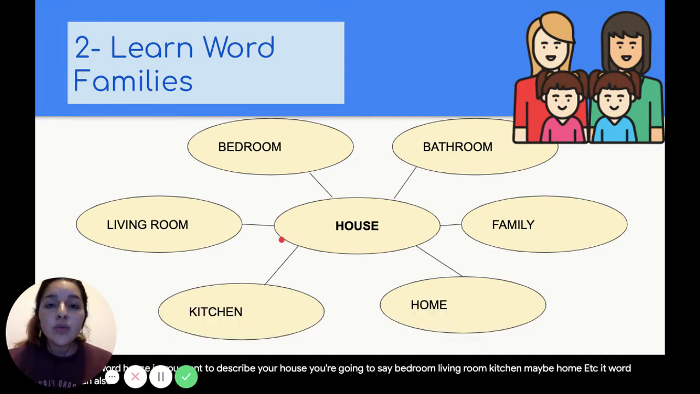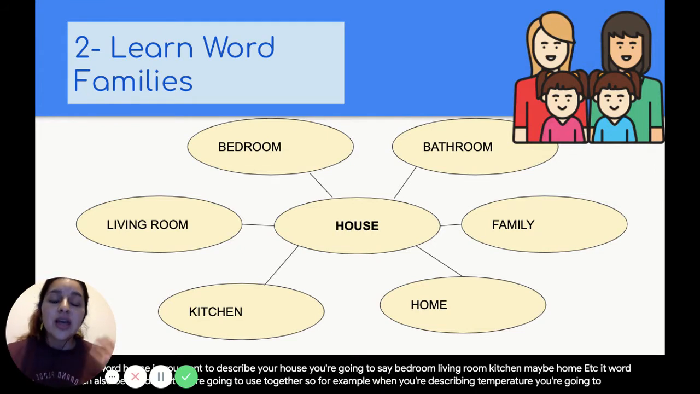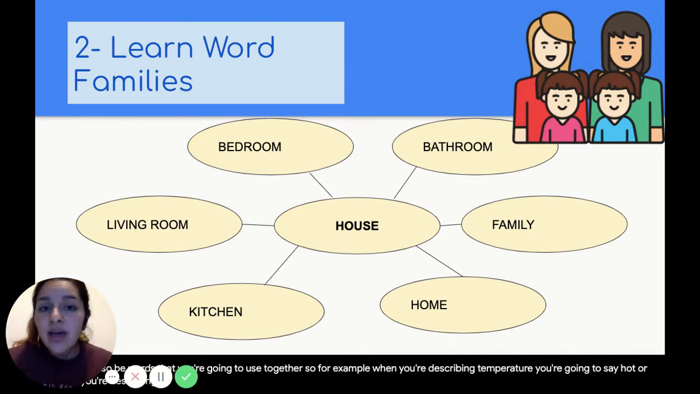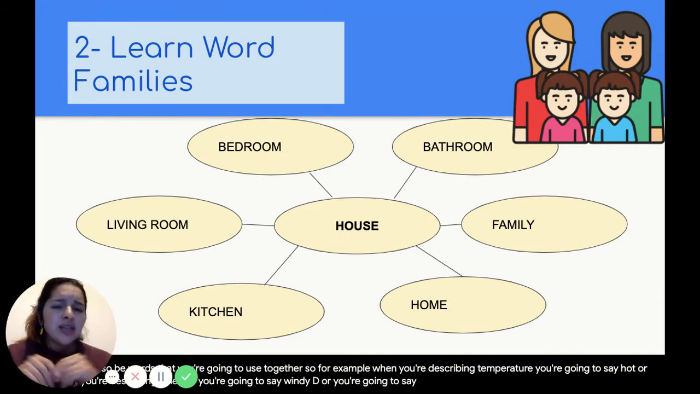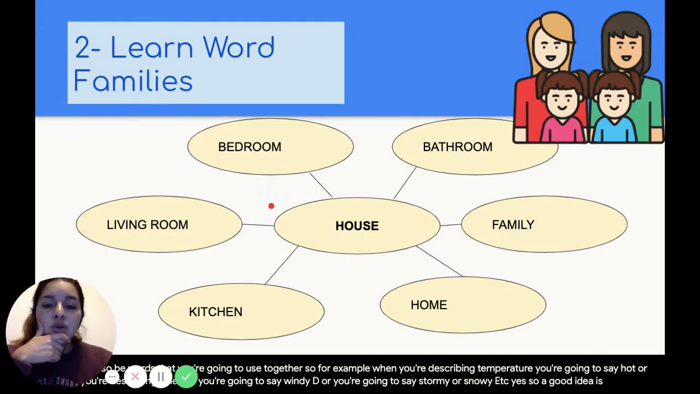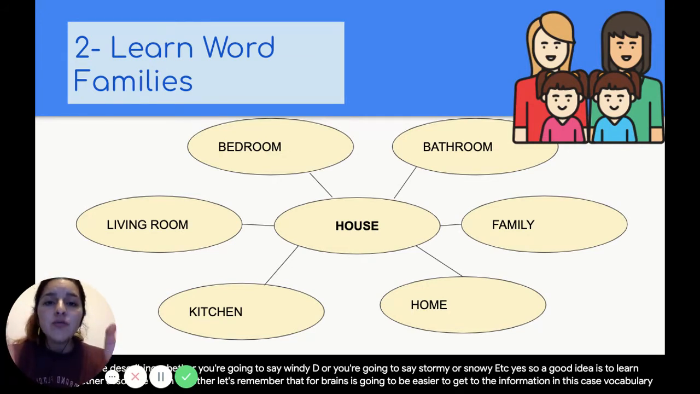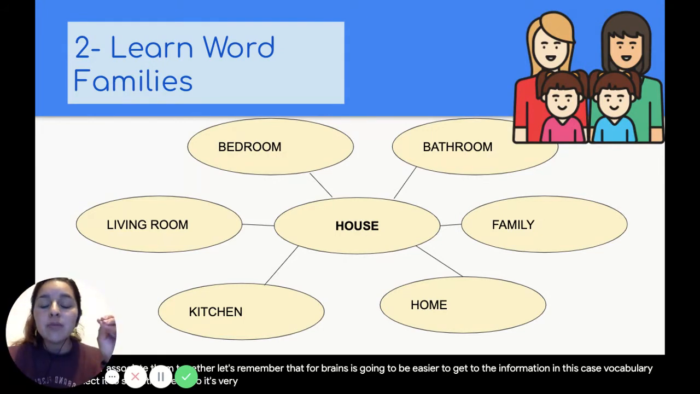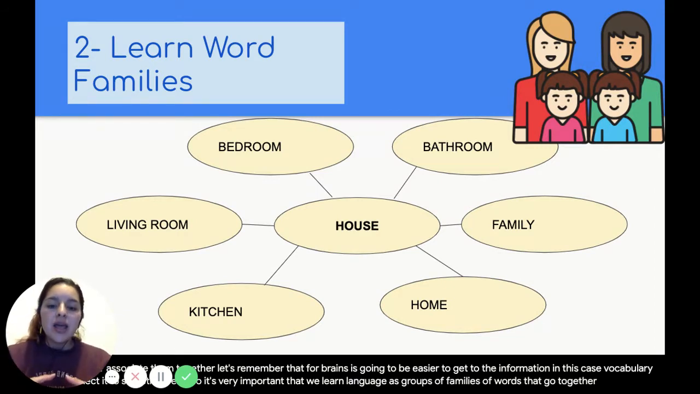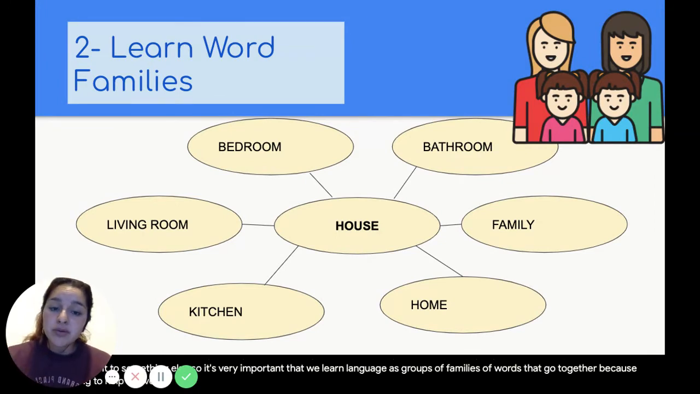Word families can also be words that you're going to use together. So for example, when you're describing temperature, you're going to say hot or cold, or if you're describing weather, you're going to say windy, or stormy, or snowy, etc. So a good idea is to learn them together, associate them together. Let's remember that for our brains it's going to be easier to get to the information, in this case vocabulary, if we connect it to something else. So it's very important that we learn language as groups of families of words that go together, because that's going to help us remember them better.